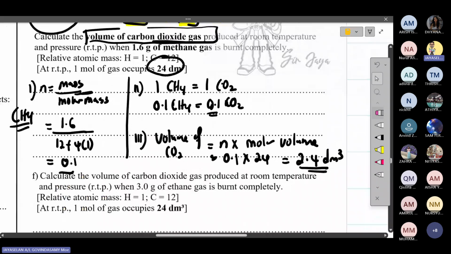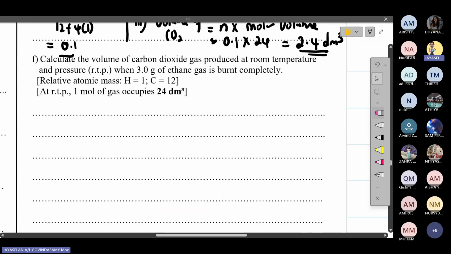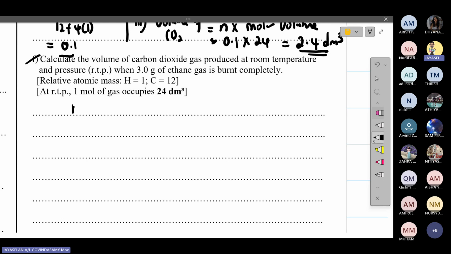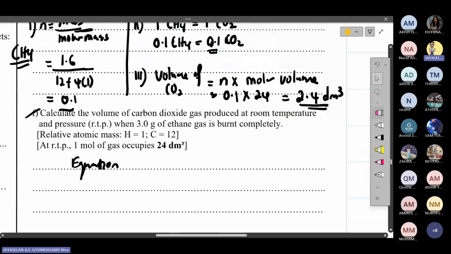This calculation, any problem? Okay, no problem. Your homework, try to do this. Same concept, but here you need to do the equation. So first step, you have to do the equation, 2 marks. After you do the equation, then refer to this example and do the calculation. So do it later.